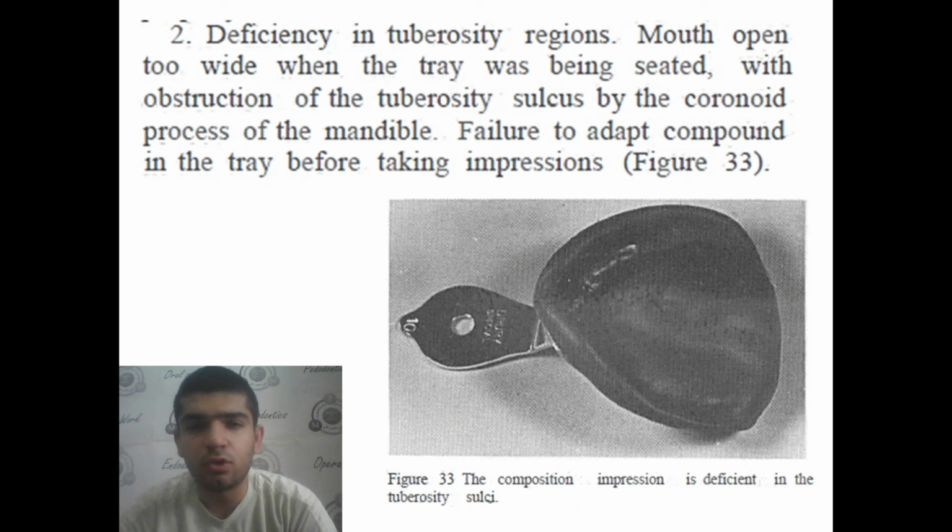Failure to adapt compound in tray before taking impression. So we have two causes: either we fail to adapt the compound in the tray before taking impression, so we have to ensure that there is impression compound in the tuberosity area, and secondly, we have to make sure that the patient does not open his mouth widely so that the coronoid process of the mandible does not block the tuberosity sulcus.